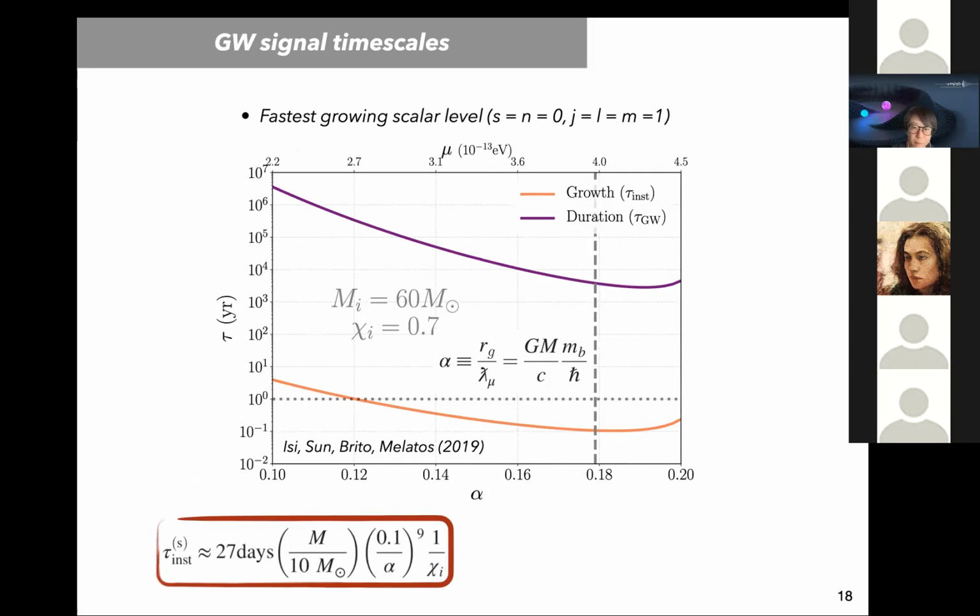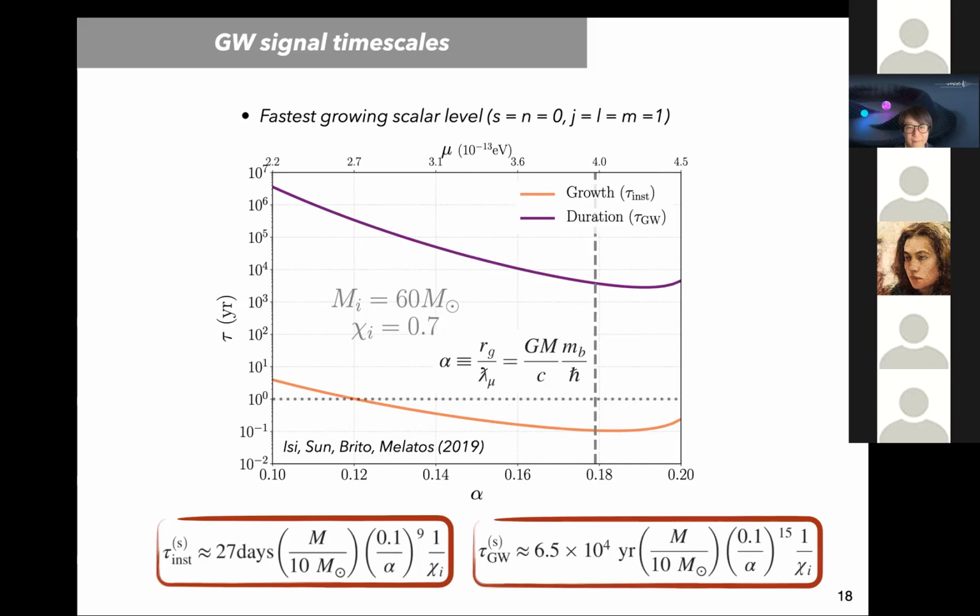And then this purple curve is on the order of 10 to the 4th to 10 to the 7th years. So that's really the time scale of the emission of gravitational waves. And that's why it's considered a continuous gravitational wave source. It's always there. And this dashed line here indicates the optimal matching scenario where this phenomenon is maximized.